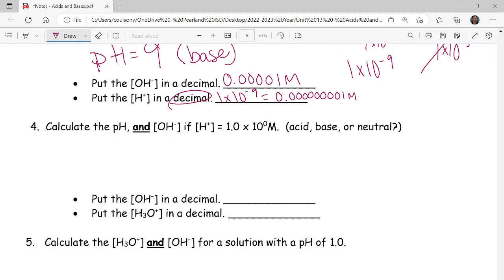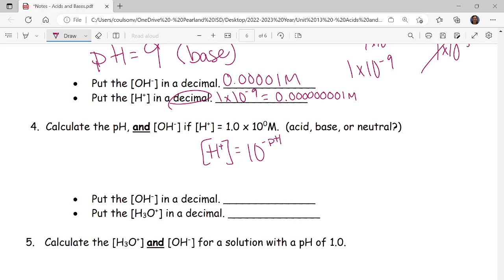Calculate the pH and the hydroxide ion concentration if the hydrogen ion concentration is this. So if I have 1.0 times 10 to the power of 0, first of all, what is my pH? Can you tell just by looking at it? It's 0. Your hydrogen ion concentration is going to equal 10 to the negative pH. So if you're not sure, plug that into your calculator.